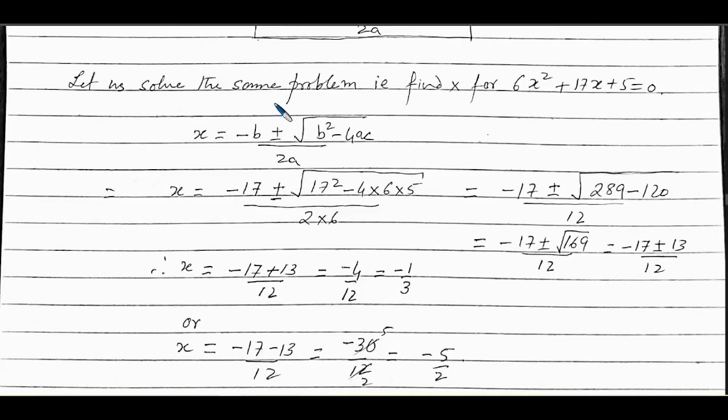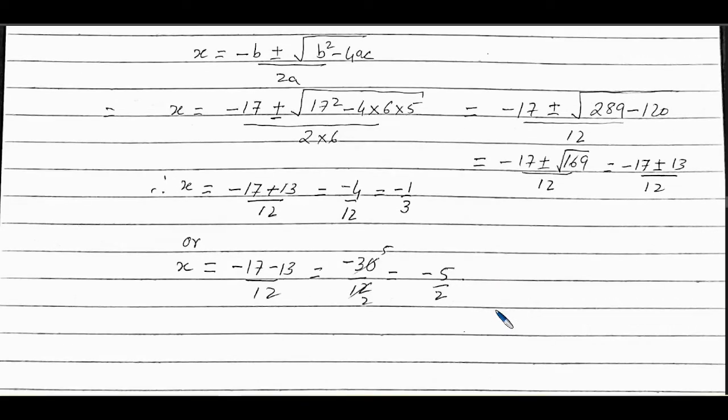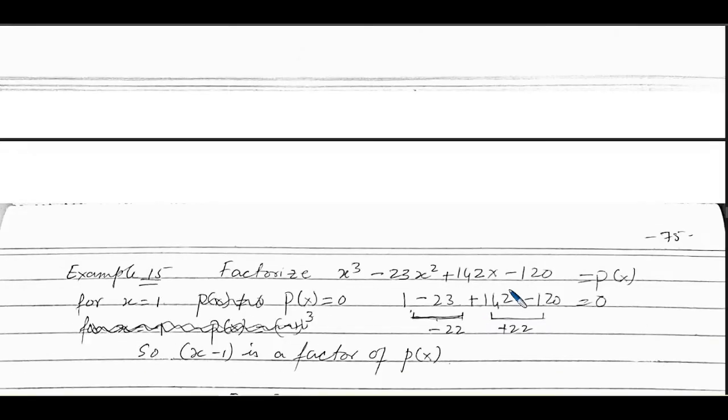Now let us solve the same problem which we did earlier for x from this quadratic equation. Solution for the quadratic equation is x equal to minus b plus or minus square root of b square minus 4ac by 2a. So I substitute all these values here. So x is equal to minus 1 by 3 with the plus sign here, and with the minus sign here it is minus 5 by 2. So you see all the factors are exactly the same in the three methods.